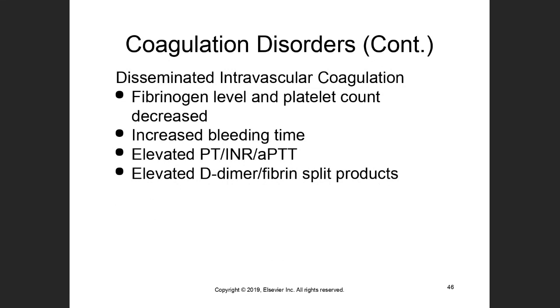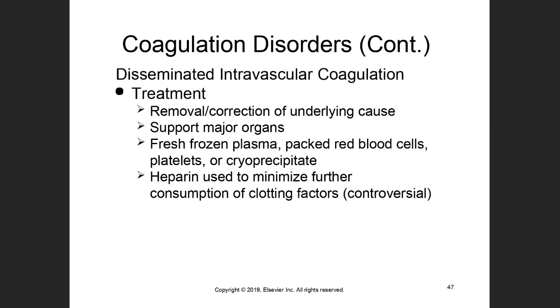Fibrinogen levels and platelet count are decreased, PT and PTT are increased, and D-dimer and fibrin split products are also increased, because remember, they activate the coagulation. At the end of the coagulation, you have the dissolving of the clot, and the final products of dissolving the clot are these. Treatment of disseminated intravascular coagulation: removal and correction of underlying conditions, support of major organs, fresh frozen plasma, and heparin is controversial.